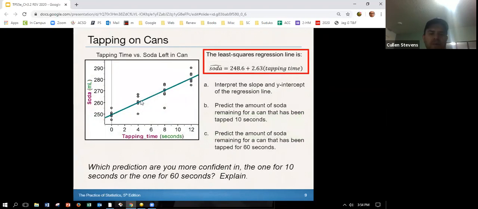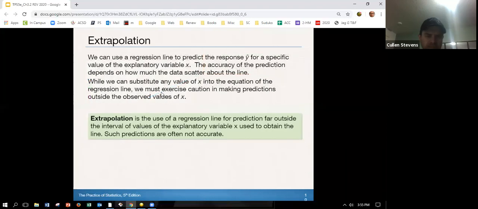So let me go back here real quick. It's okay that we did 10 here because 10 was in our data set, but going for 60 is way outside our data set. So instead of interpolating, looking inside our data set, we're doing extrapolation, and that's a lot more dangerous. That's not something we want to do. So extrapolation is the use of the regression line for prediction far outside the interval values of explanatory variable x used to obtain the line. Such predictions are often not accurate.